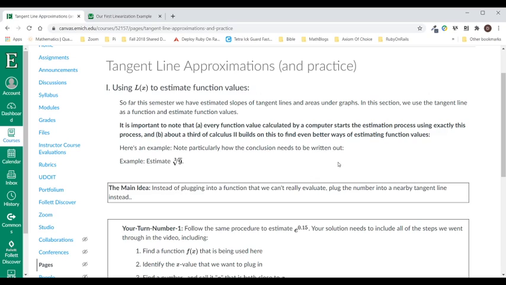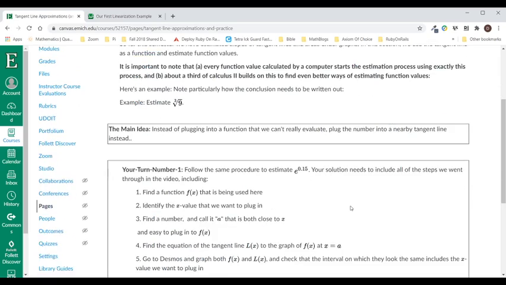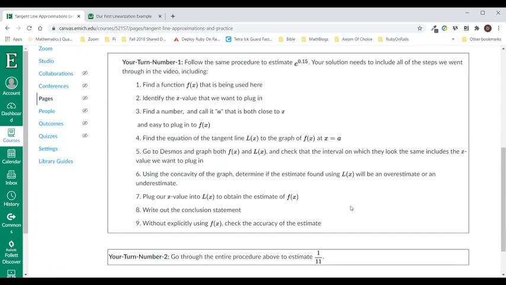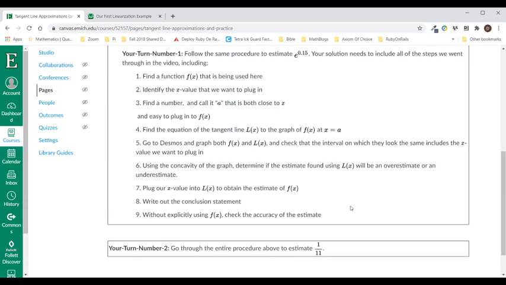The example I want to run through in this video is to estimate the cube root of 9. The main idea is, instead of plugging into a function that we can't really evaluate, we're going to plug the number into a nearby tangent line instead. Now, I'm going to get the directions about what we're going to follow. It's not hard, but there's a lot of little things to get right.